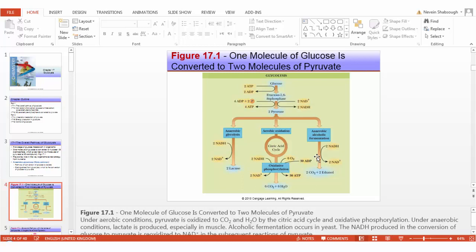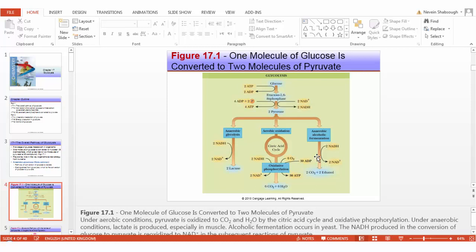What is the importance of anaerobic metabolism? It's the only energy source for red blood cells, as well as some species of bacteria called Lactobacillus in sour milk and Clostridium botulinum in canned foods. So this is the importance.